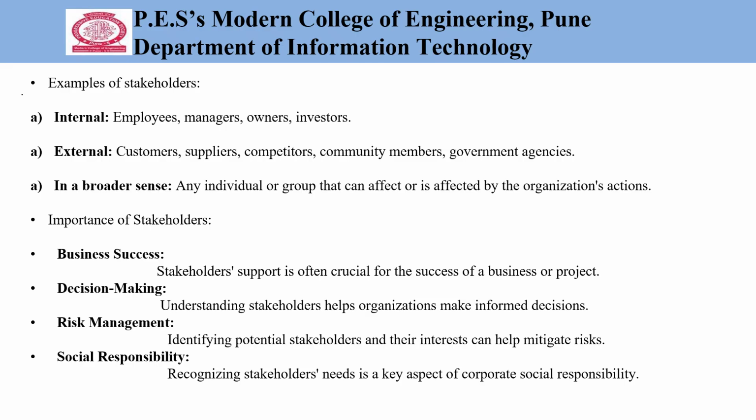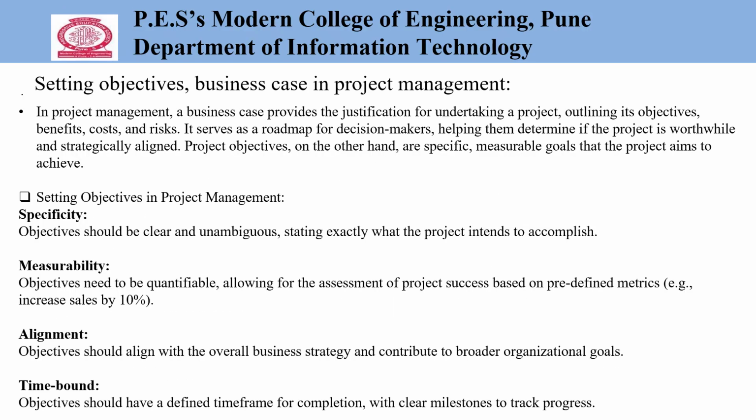Some key points are business success, decision making, risk management, and social responsibility. So, these are some of the importance of the stakeholder. Now, what is setting objectives and the business case in project management? Till now we have seen what is software project management, and the second point, why software project management. The next points we already covered: what is a project, the characteristics of projects, and contract management. Now the next point is setting objectives and the business case in project management.